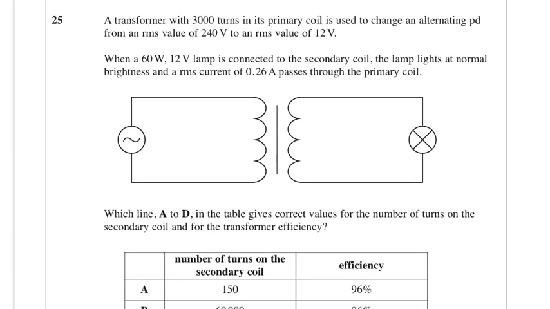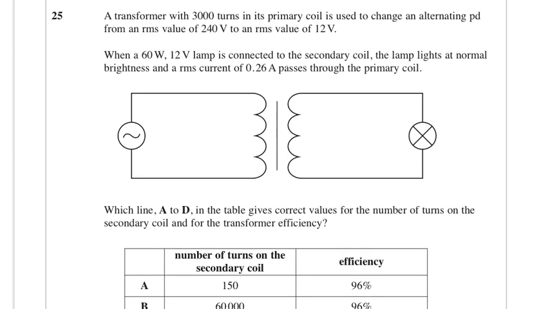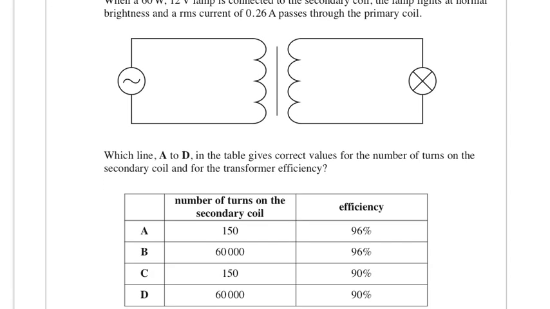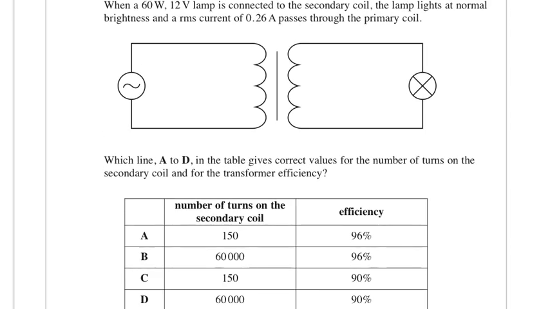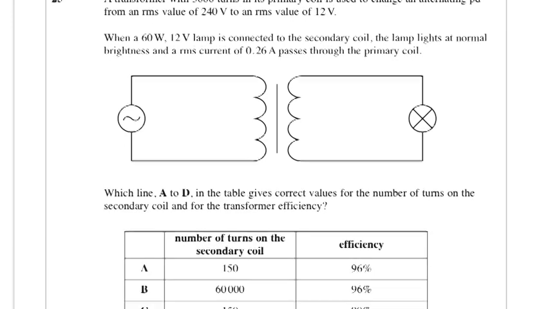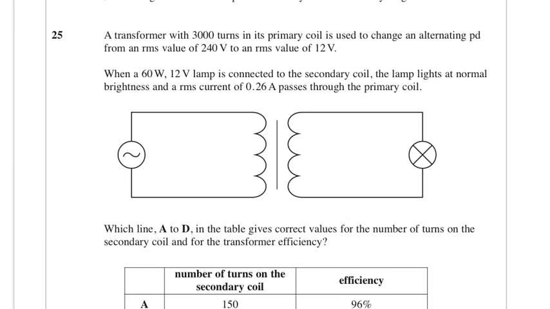A transformer with 3000 turns in its primary coil is used to change an alternating potential difference from an RMS value of 240 to an RMS value of 12. When a 60 watt 12 volt lamp is connected to the secondary coil, the lamp lights at normal brightness and an RMS current of 0.26 passes through the primary coil. Which line A to D gives the correct value for the number of turns on the secondary coil and the transformer efficiency?